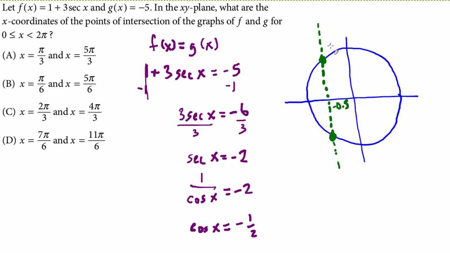And I see that this here is 2 pi over 3. This here is 4 pi over 3. And those are my two solutions. The answer is C.